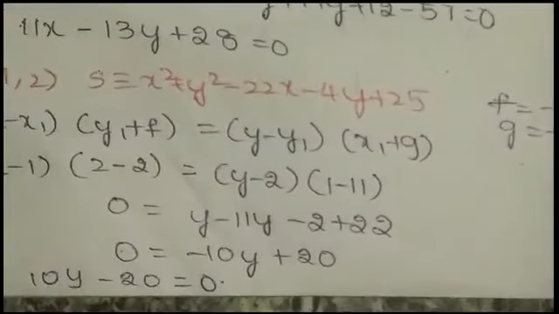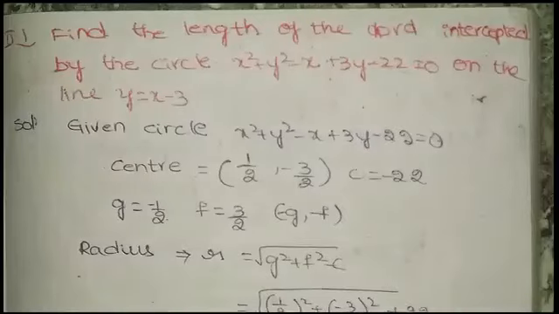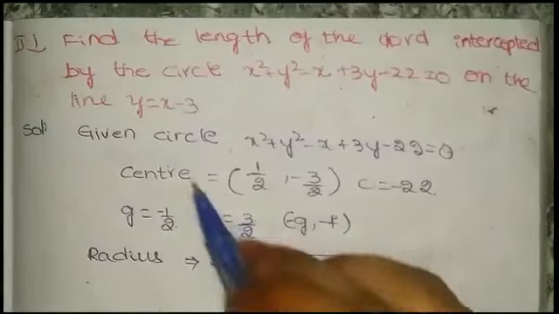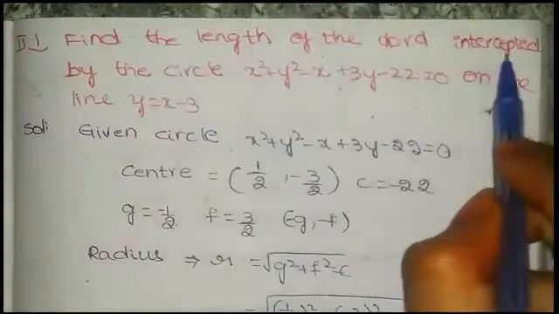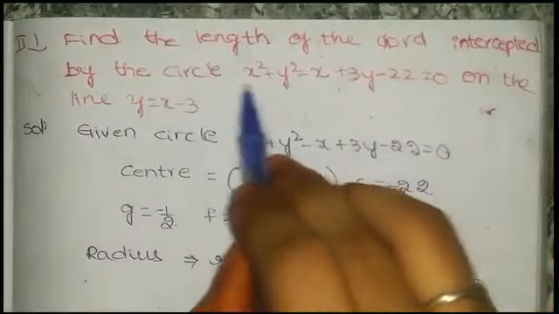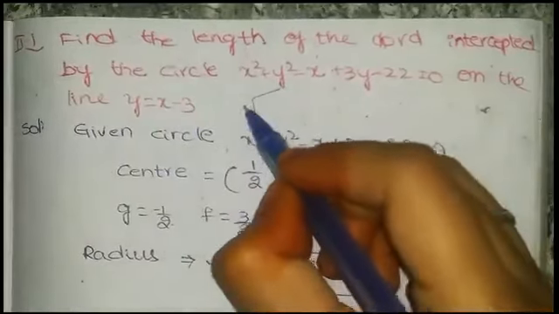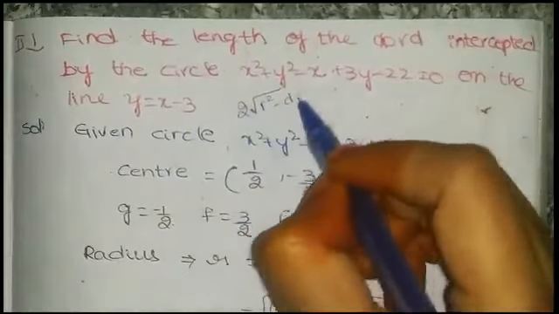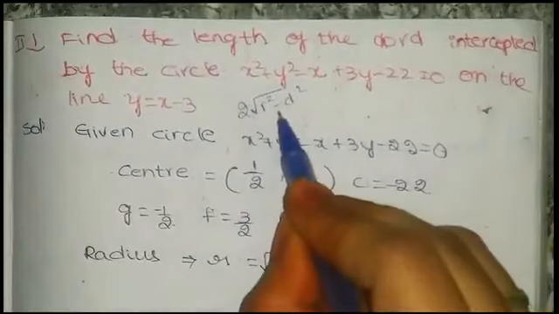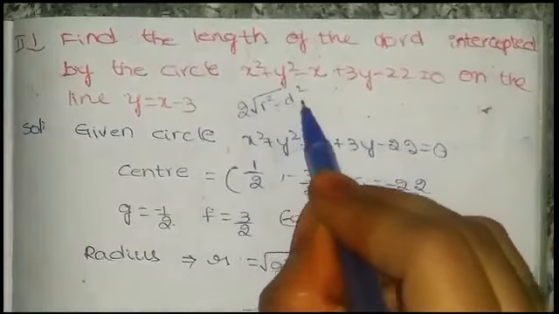Then we will get the equation 10y minus 20 equal to 0. Second problem, first one: find the length of the chord intercepted by the circle. They have given a circle and a line. The length of the chord formula is 2 into root of r square minus d square. We have to find the r square value and d square value.